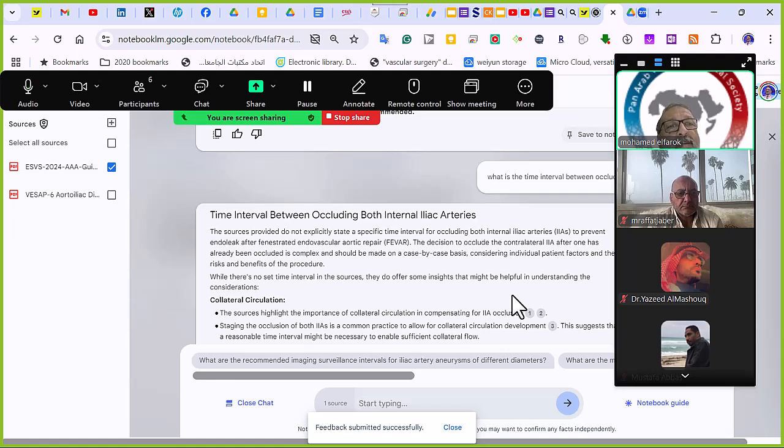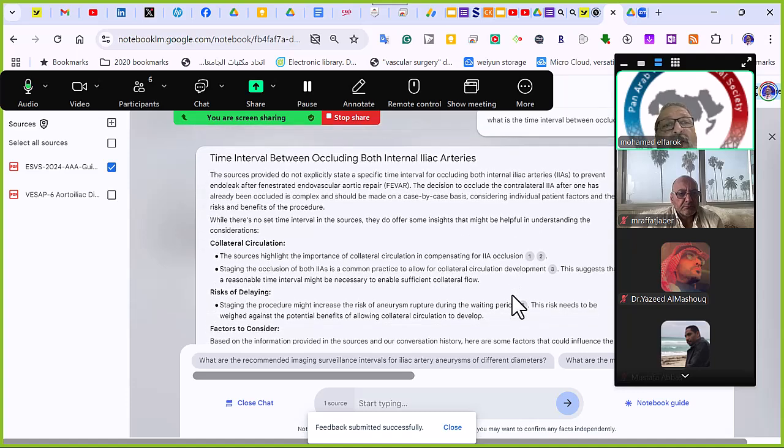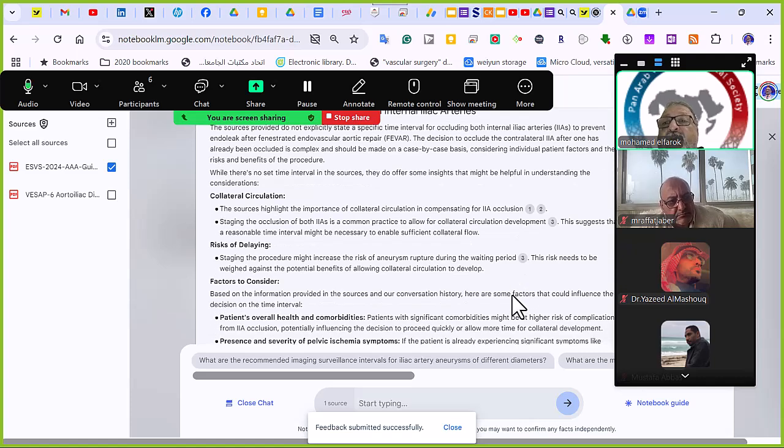Then, while there is no set time interval source, they do offer some insight that might help you to understand consideration. Collateral circulation: sources highlight the importance of collateral circulation. Staged occlusion is common practice for collateral development. Risk of delay: here is the risk of delay that Professor Jaber told us about, not to wait too long. Staging the procedure might increase risk of aneurysm rupture during the waiting period. The risk needs to be weighed against the potential benefit from allowing collateral circulation.